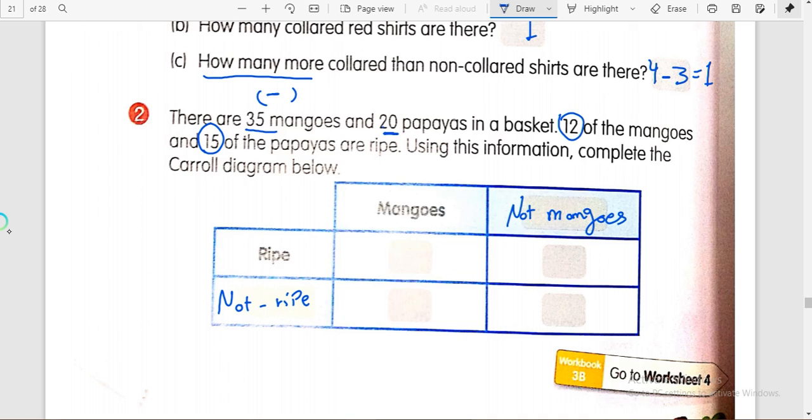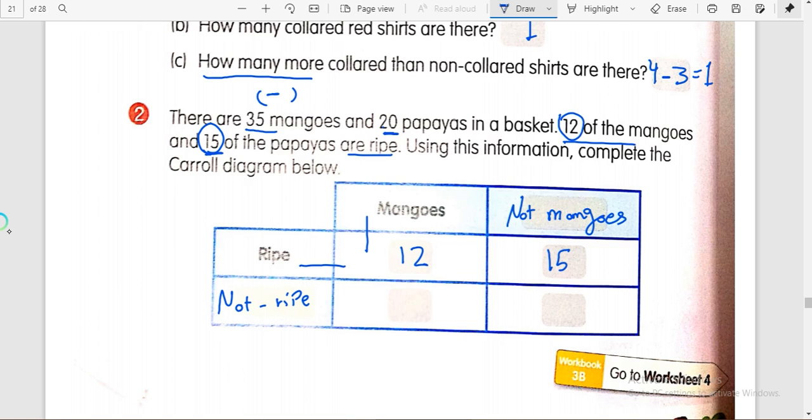He's telling you 12 of the mangoes are ripe. So we will write mangoes and ripe, so we have 12 mangoes only. Not mangoes and ripe, which is 15 for the papaya. Okay, 15 papayas here.